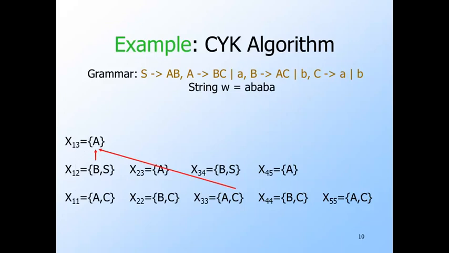We must also consider k equals 2, where we combine x12 with x33. Now there are four possible bodies, B or S followed by A or C. Of these, only BC is a body of a production of our grammar, and its head is A. Thus, x13 turns out to be just the set containing A. Here are the other two x's for substrings of length 3.